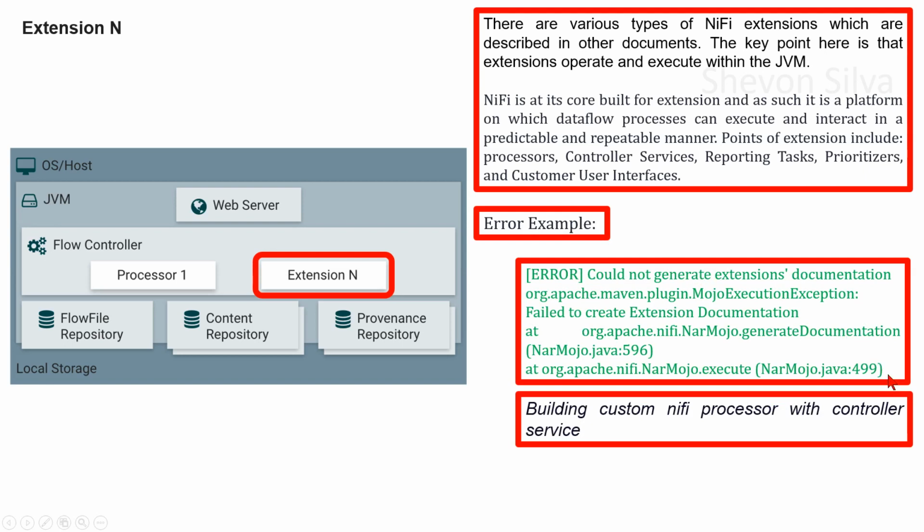As an error example, we can consider this one that occurred in building a custom NiFi processor with controller service. Error: could not generate extensions documentation. org.apache.maven.plugin.MojoExecutionException: Failed to create Extension Documentation at org.apache.nifi.nar.NarMojo.generateDocumentation, at org.apache.nifi.nar.NarMojo.execute.